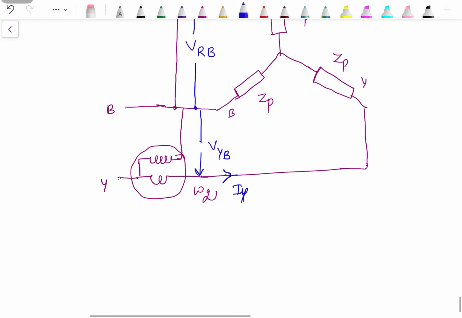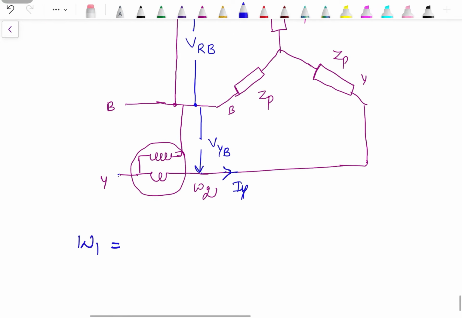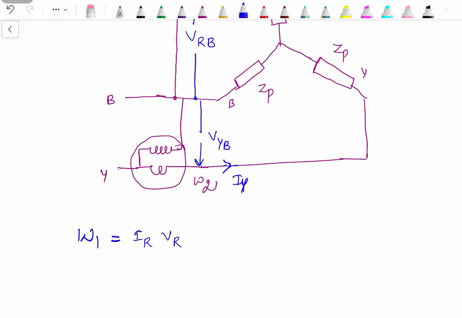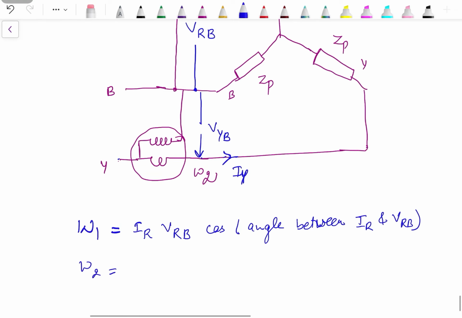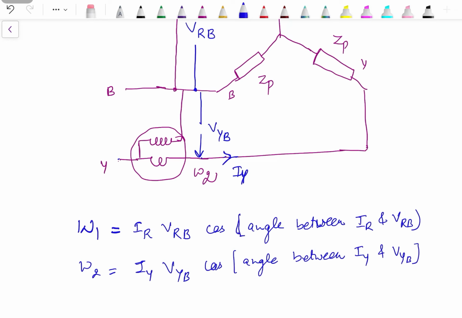So if we have to write, W1 will be equal to current IR into VRB into cos of the angle between IR and VRB. So we need to find out what this angle is. Similarly, W2 will be equal to IY into VYB into cos of the angle between IY and VYB. So again we need to know the angle between IY and VYB. For this, we need to draw the phasor diagram.